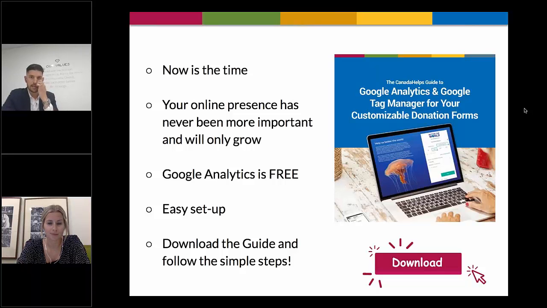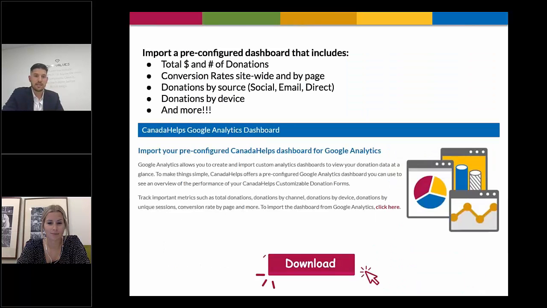And on the next slide here, along with providing a guide, we actually have a pre-configured Google Analytics dashboard. So you can install this with one click. Again, this download button will help you do that. But just with one click, you're able to get a dashboard of pre-configured reports. So you don't have to do any setup. Right out of the gate, you're going to have the total dollar amount and number of your donations, the conversion rates for your whole site and by page, what sources your donations come through, the donations by device, and a ton more.